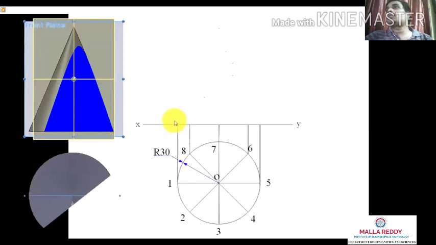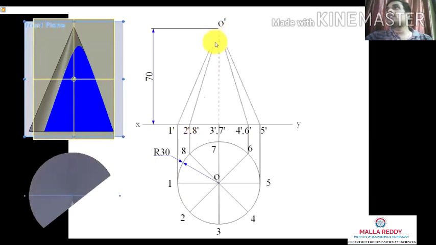The generators are projected to the XY line, and the axis is of the given height, 70 mm. All the points will be joined to the apex O dash with the generators 1 dash, 2 dash, 3 dash, 4 dash, 6 dash, 5 dash, 8 dash, and 7 dash. This is the front view and top view that we have got.